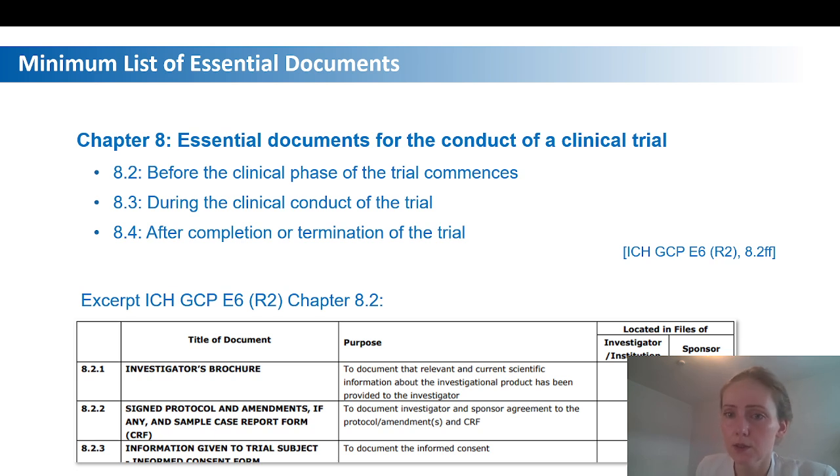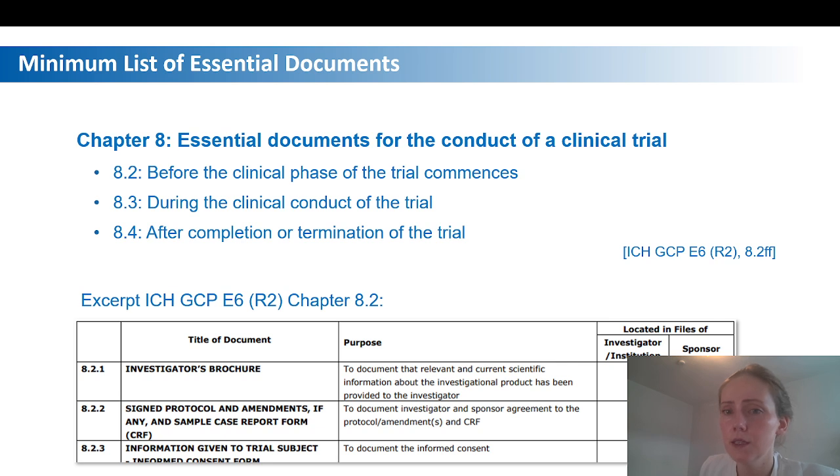After completion or termination of the trial, all of the documents identified in sections 8.2 and 8.3 should be in the file together with the documents described in section 8.4. Once done, the complete documentation about the overall trial conduct is stored at one place in full.